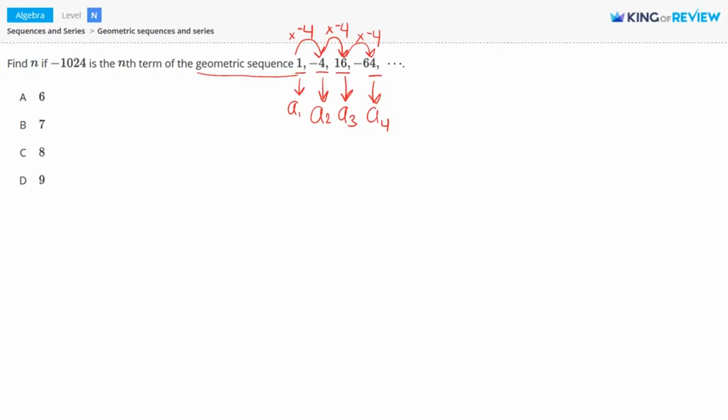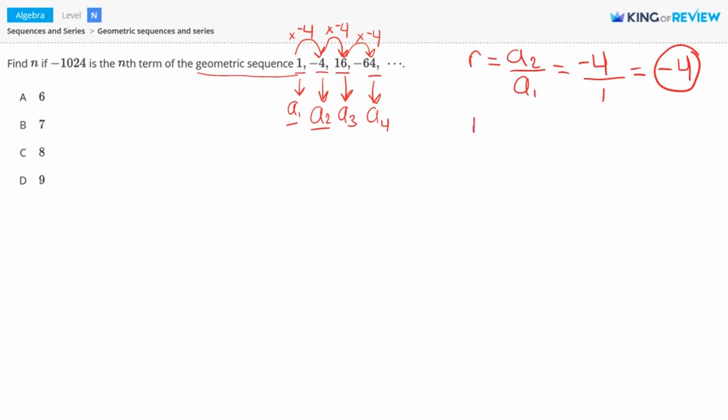Another way to figure out the common ratio is r equals A2 over A1. A2 is negative 4, and A1 is 1. This equals negative 4. So negative 4 is the common ratio.